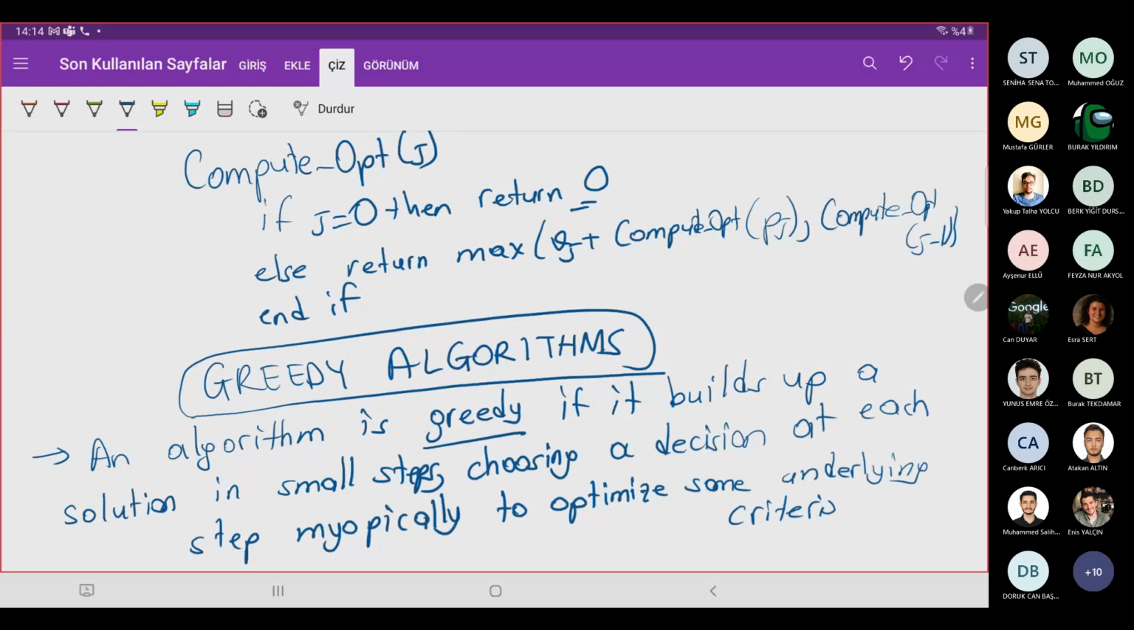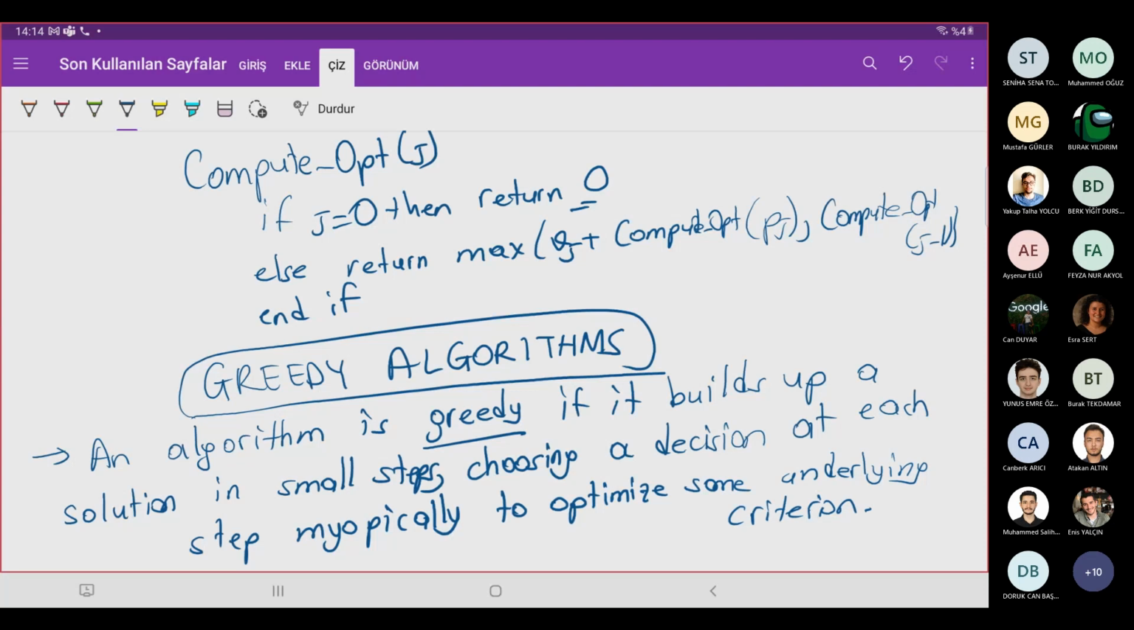The formal definition is more or less like this. An algorithm is called greedy if it builds up a solution in small steps, choosing a decision at each step myopically to optimize some underlying criterion. When I say myopically, I mean that I look at only its short-term consequences, not in the long term. Okay? It's like it makes sense now to make this step, etc.